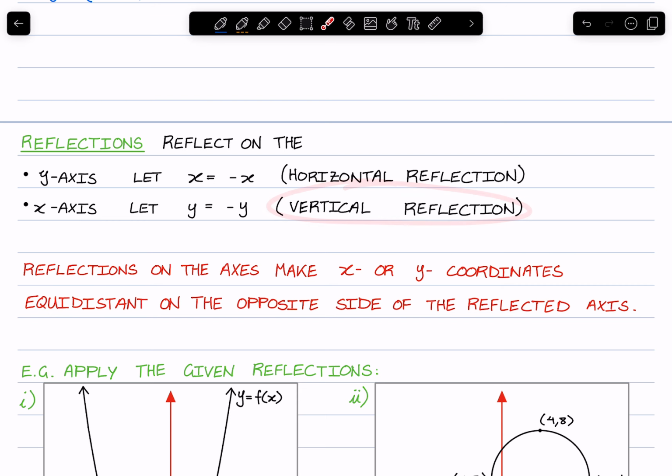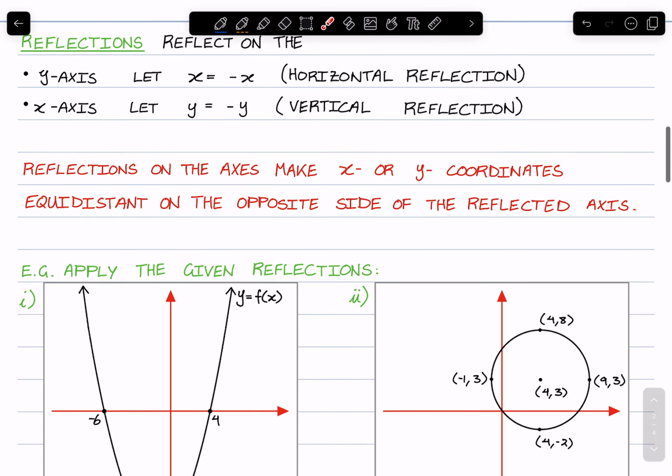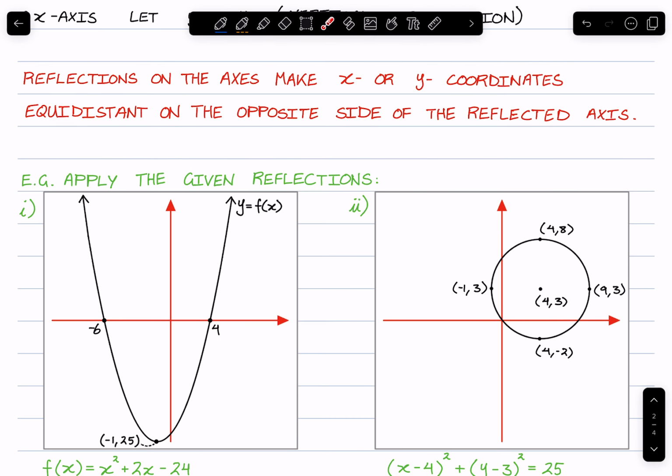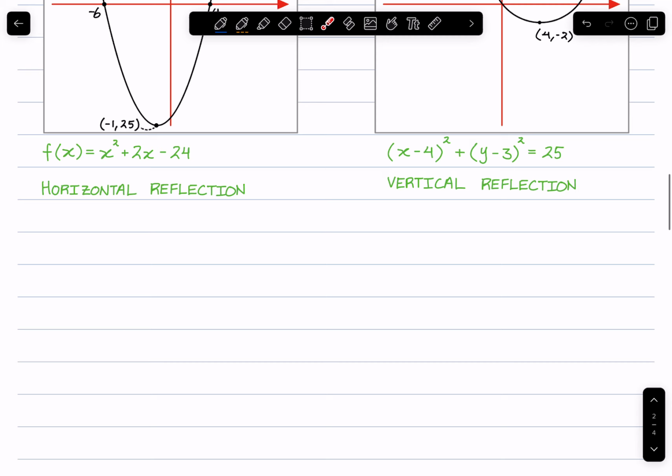And this logic applies also to a vertical reflection, where if we want to reflect on the x-axis, this y value becomes negative. But instead, think horizontal reflection and vertical reflection. So reflections on the axes make the x or y coordinates equidistant on the opposite side of the reflected axis. We'll demonstrate this graphically, but first let's take a look at the algebraic applications of reflections.